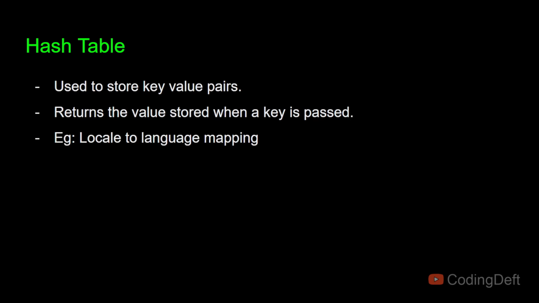Here is an example of a hash table. You can store a locale to language mapping using a hash table. So let us say you want to store two character locale codes. Let's say EN for English, FR for French, JA for Japanese, and so on. We can make use of a hash table for that.